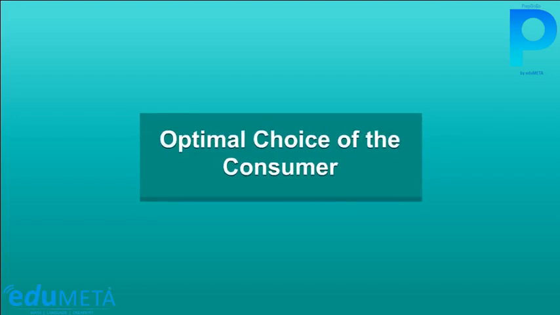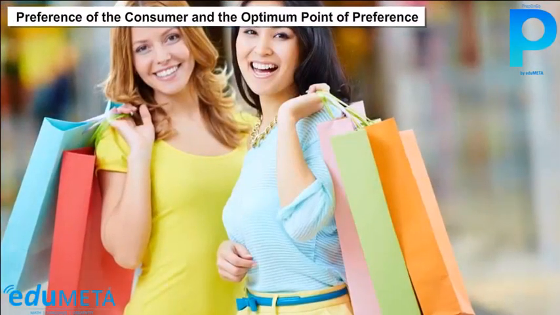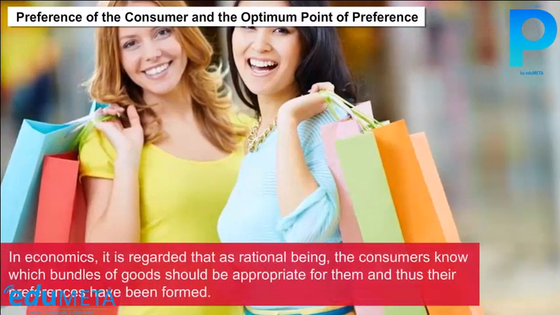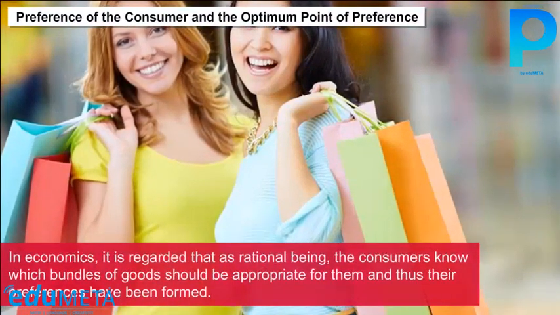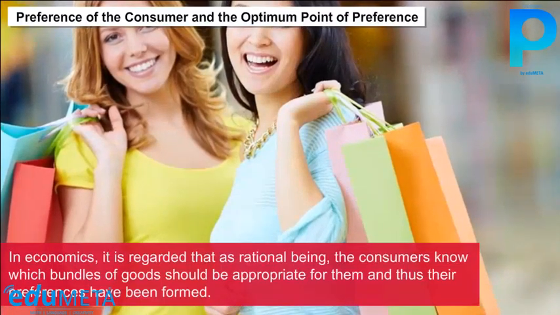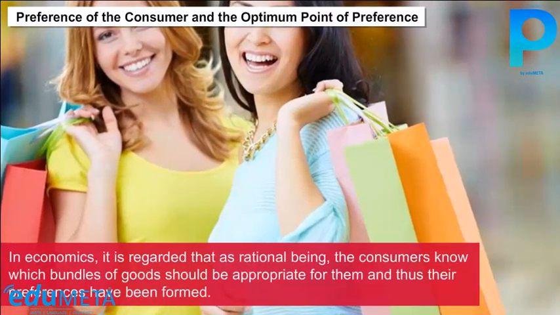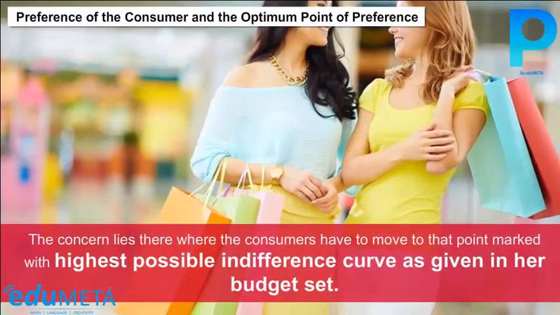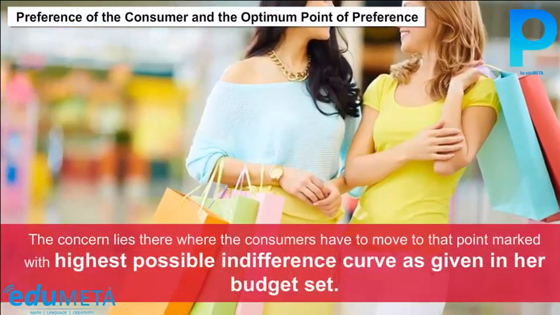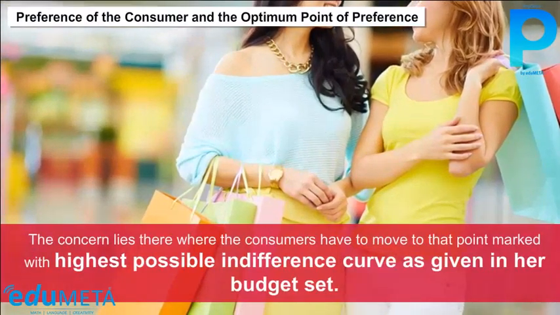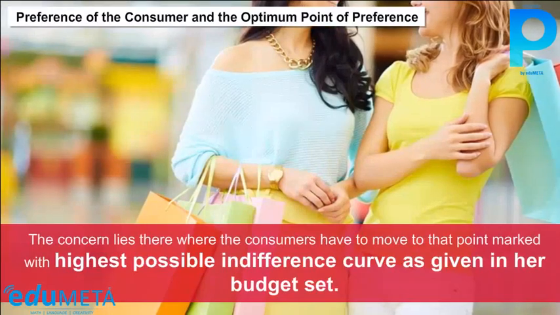Optimal choice of the consumer. Preference of the consumer and the optimum point of preference. In economics, it is regarded that as rational beings, consumers know which bundles of goods are appropriate for them, and thus their preferences have been formed. The concern is that the consumers have to move to the point marked by the highest possible indifference curve, as given in a budget set.